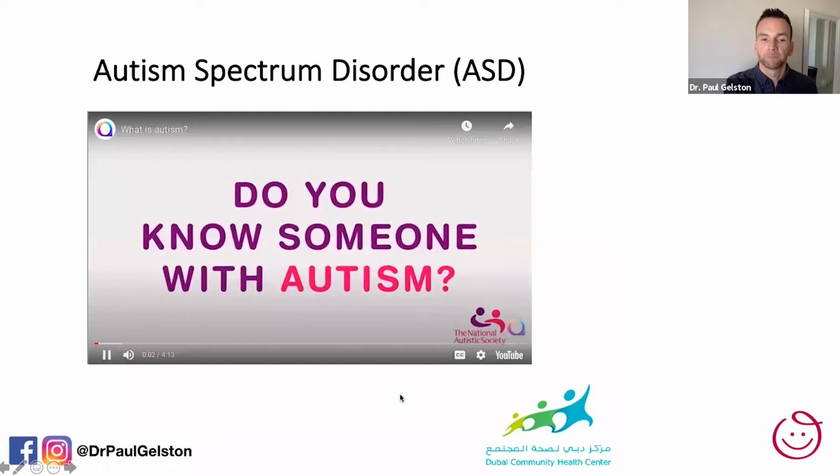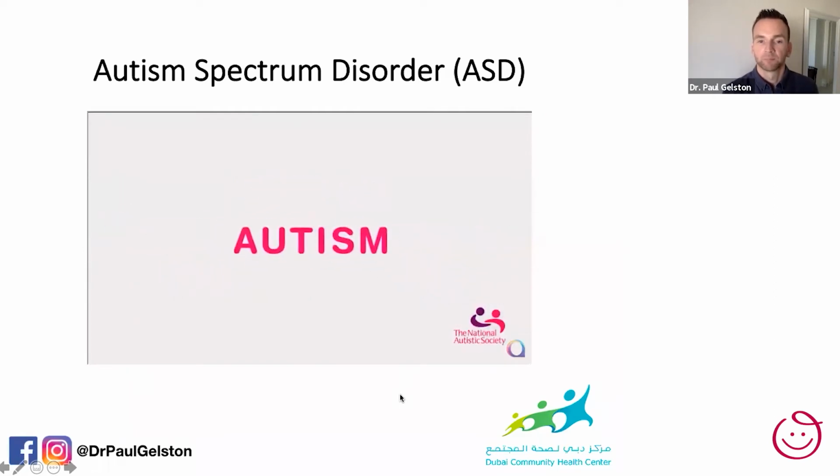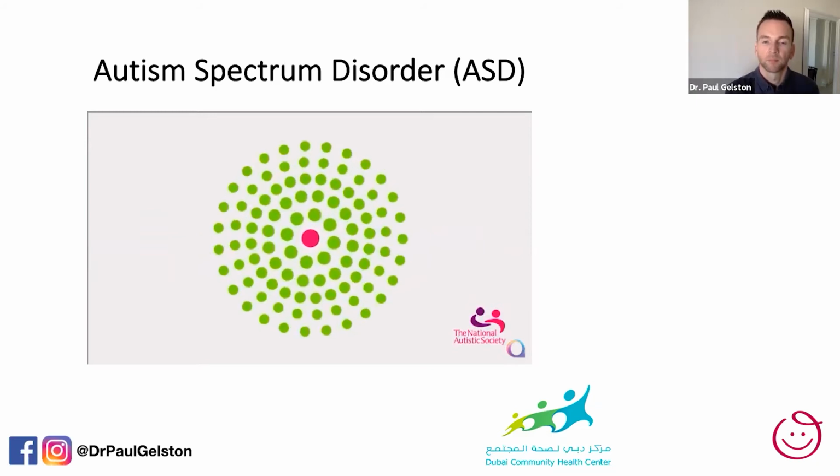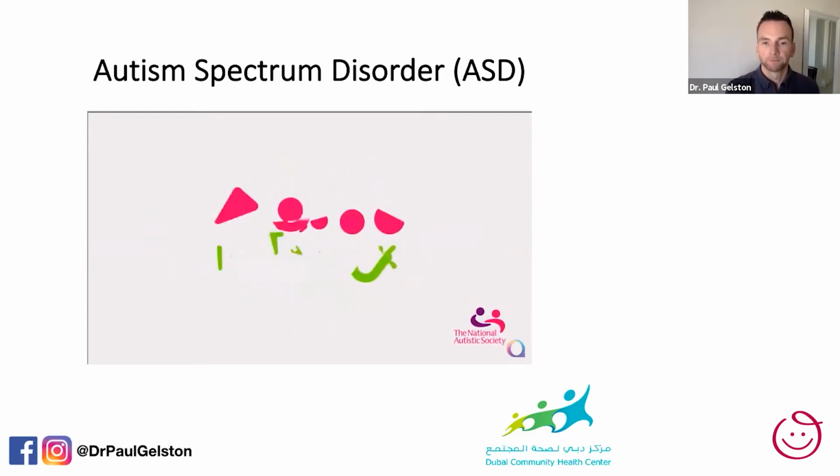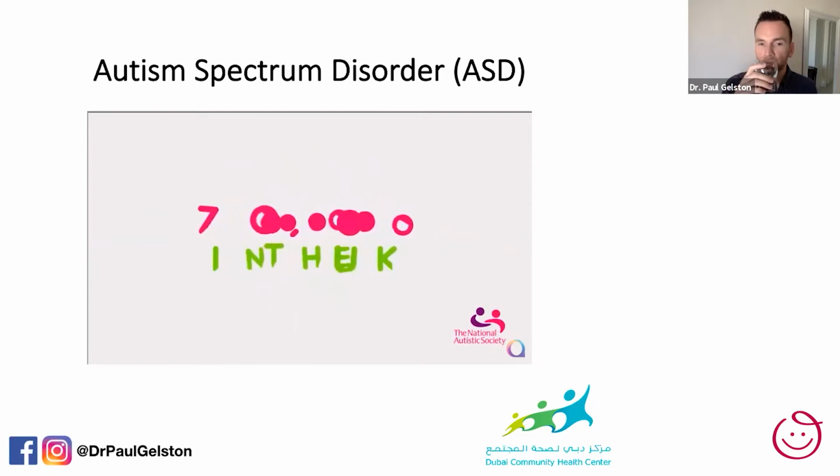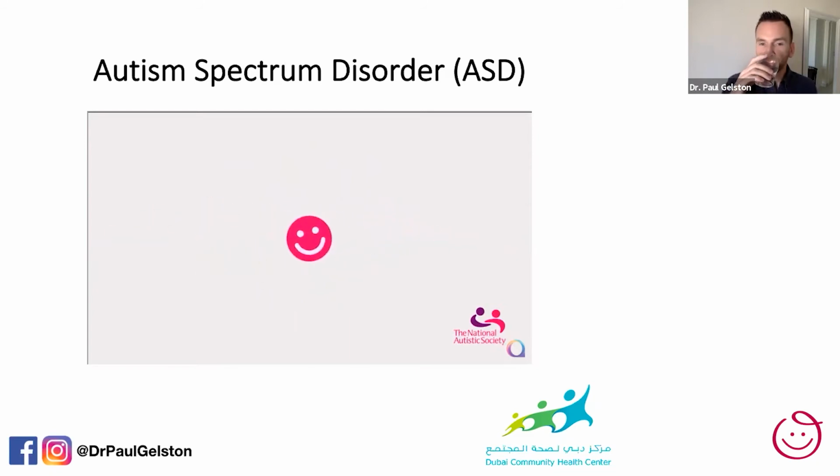Do you know somebody with autism? Autism is much, much more common than most people think. About 1 in 100 people have autism. That's more than 700,000 in the UK alone. So chances are that someone you know or work with or love has the condition.